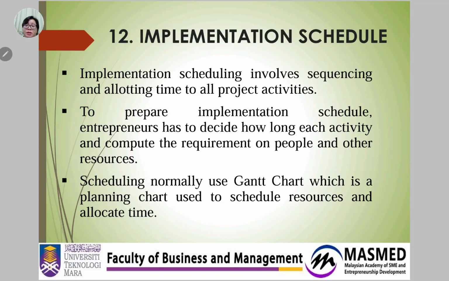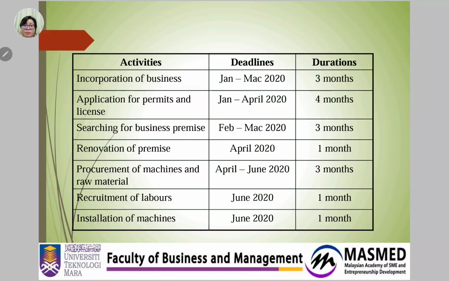Okay, next would be the implementation schedule. All right, it involves sequencing and allotting time to all project activities. Basically, this is like a calendar and a guide to prepare you and to show what tasks need to be completed at that point of time, and how long it needs to be completed. This will show investors that you have proper project planning. You know how to plan your way to run this business.